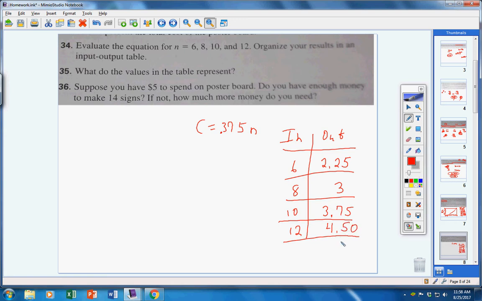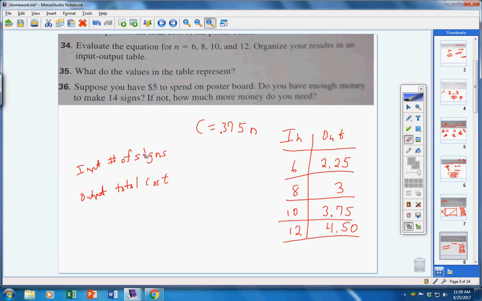So there we go. Now, what do the values represent? Okay, no problem. My input is number of signs that are made, right? 6 signs cost this much, 8 signs cost this much, etc. And your output or your range would be obviously the total cost. Okay. Now on to 36.